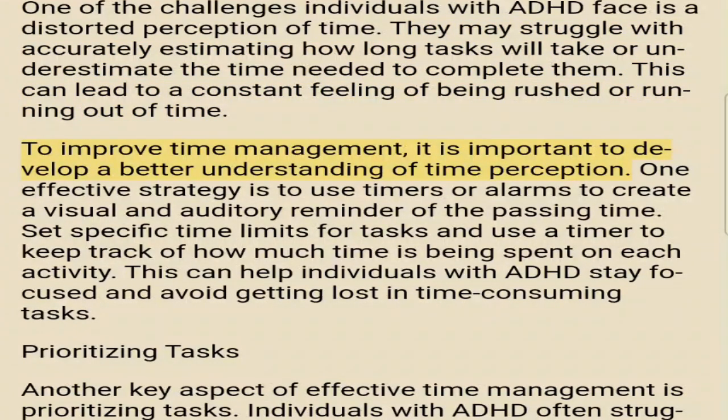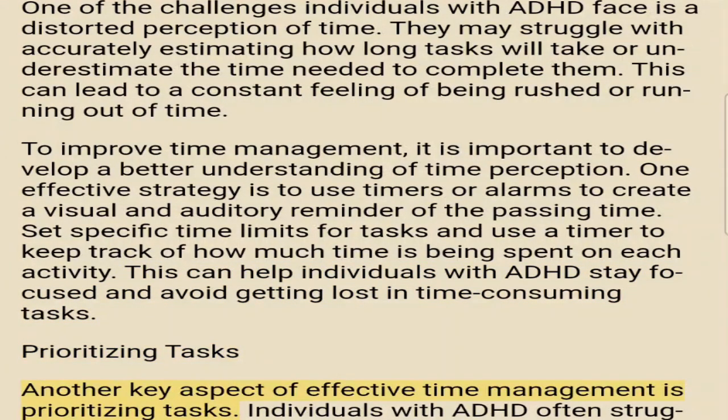To improve time management, it is important to develop a better understanding of time perception. One effective strategy is to use timers or alarms to create a visual and auditory reminder of the passing time. Set specific time limits for tasks and use a timer to keep track of how much time is being spent on each activity. This can help individuals with ADHD stay focused and avoid getting lost in time-consuming tasks.